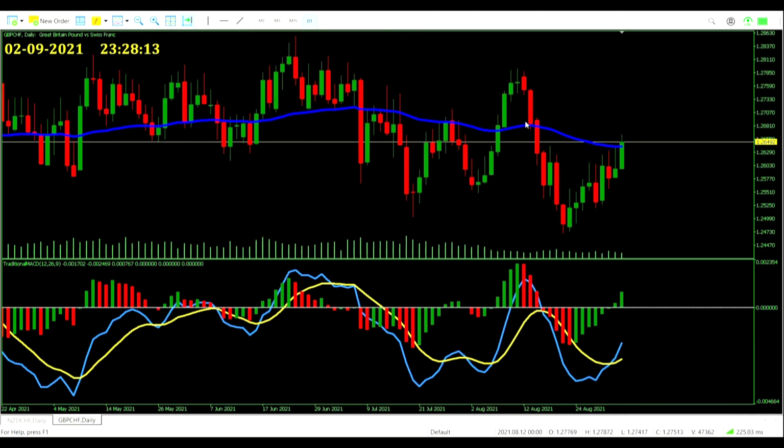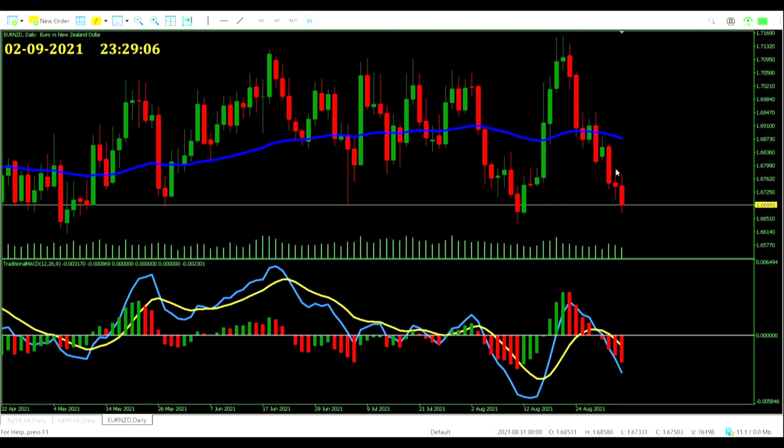Well, the Great British Pound Swiss franc, that is giving us a signal because price has just closed above the moving average, and this is only the 2nd histogram bar to close above 0 on the MACD. So we've got at least one entry signal. We're just going to make a note of that one for now. We're not going to dive straight in, but that is the pound Swiss franc.